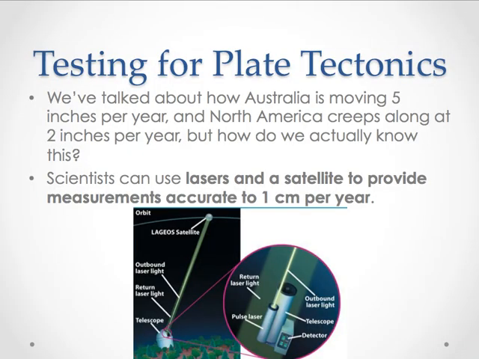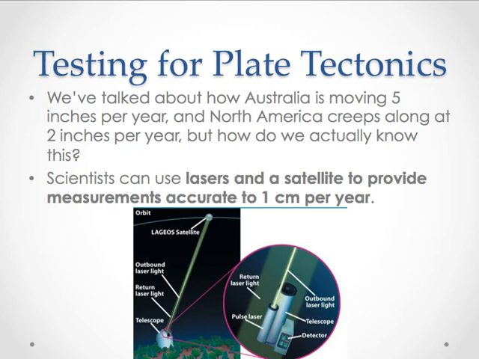Alright, so last but not least, we've talked about how Australia is actually moving. It's moving about 5 inches per year. Doesn't sound like a lot, but for a massive continent, that's a lot. And North America is actually creeping along at only about 2 inches per year. I think one of those videos actually said most plates move about the same speed that your fingernails grow. So not very much at all.